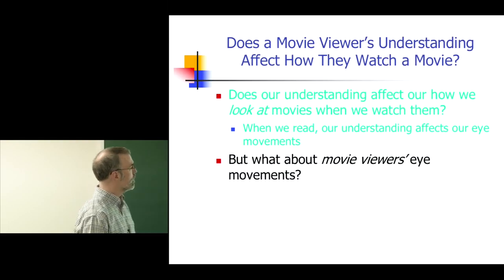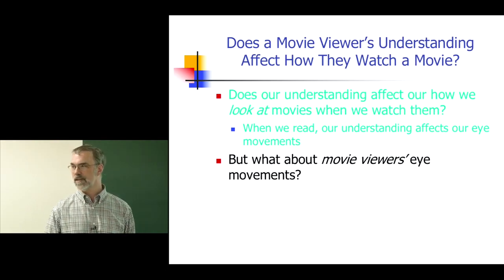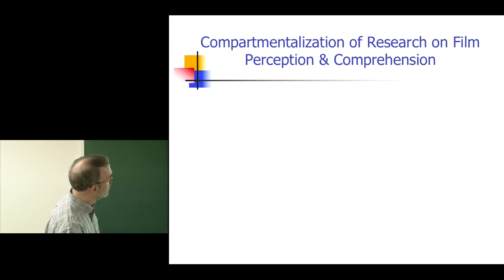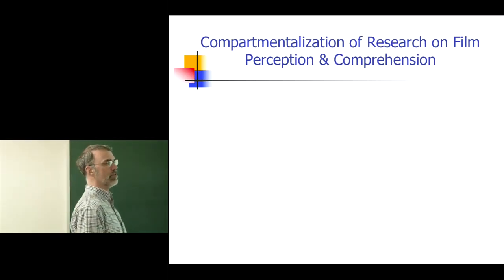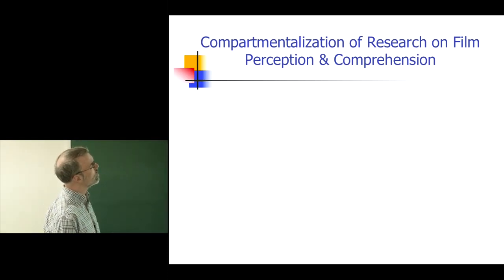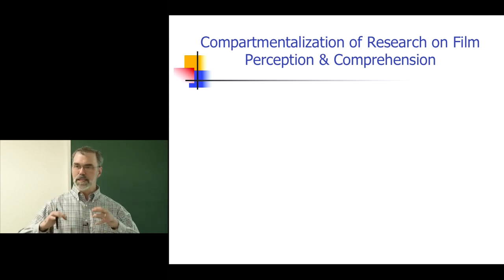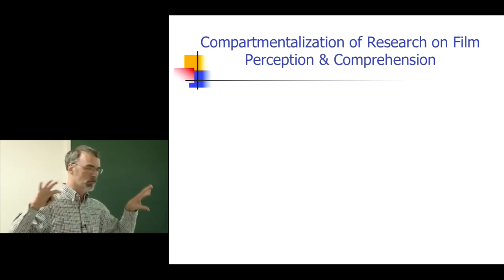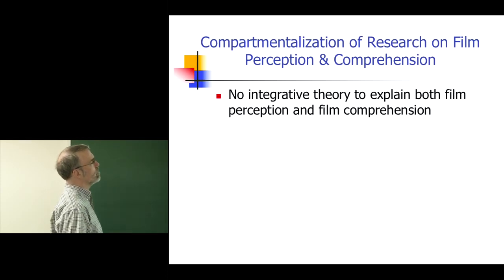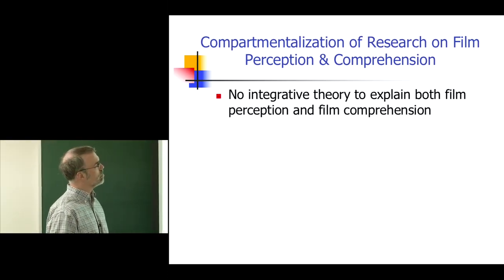All right, but what about movie viewers' eye movements? That's a topic that we don't know because no previous research has asked this question. Part of the reason why is what I would call the compartmentalization. That's a long word, but it means the separation into different groups of research on film perception and film comprehension. So there's no integrative theory that can explain both film perception and film comprehension.